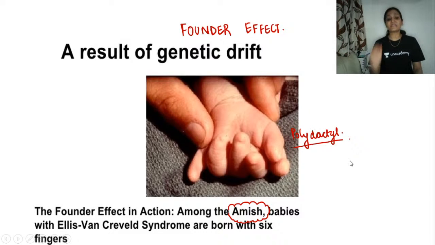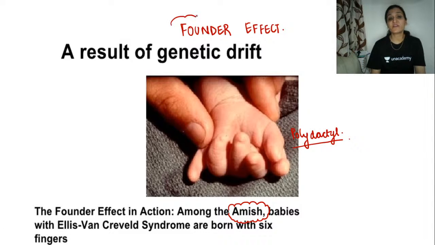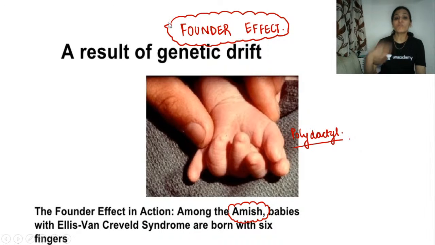So the founder effect in action is among the Amish, where babies with Ellis-van Creveld syndrome are born with 6 fingers. There is one Bollywood celebrity also having 6 fingers. We all know him very well. That is Hrithik Roshan. So don't relate it at all with him. He doesn't have this condition. But still, just for making you remember that polydactyly is seen in the Amish babies, and Amish babies had this polydactyly because of founder effect. They had actually migrated from some other place, and this gene became homozygous in them. So almost all of them were showing this trait.